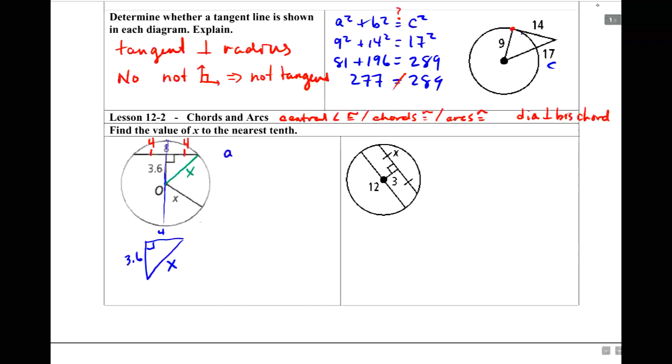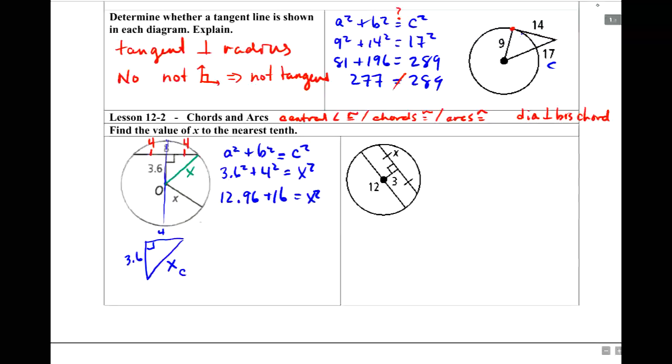So once again, Pythagorean theorem: a squared plus b squared equals c squared. This is my hypotenuse over here, so that's c. 3.6 squared plus 4 squared equals x squared. So 12.96 plus 16 equals x squared. x squared equals 28.96. And don't forget to square root both sides.